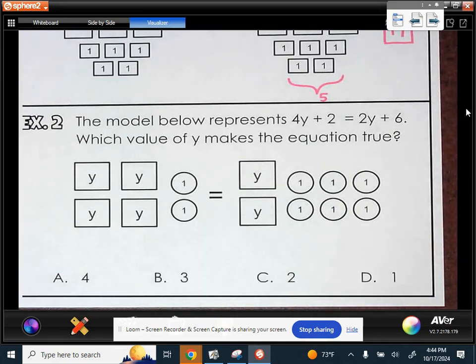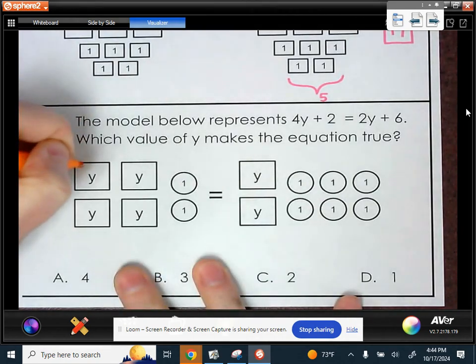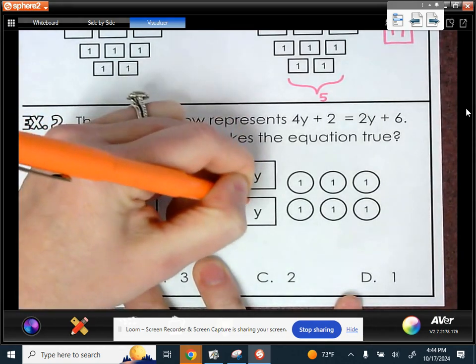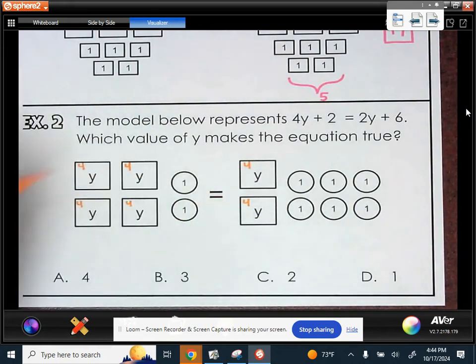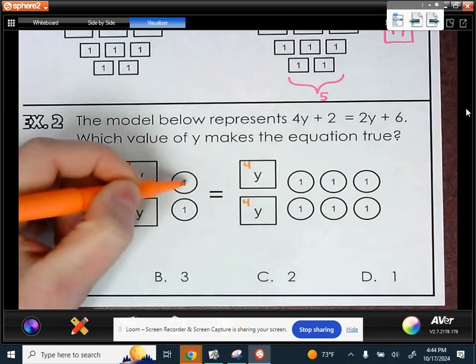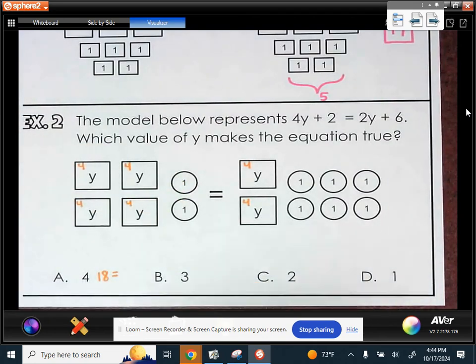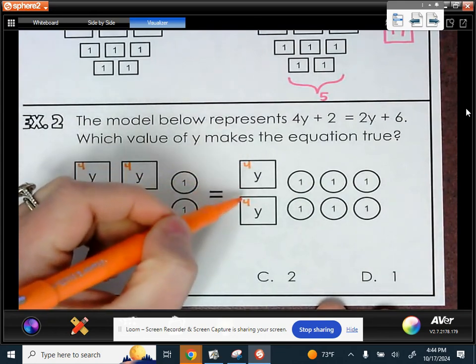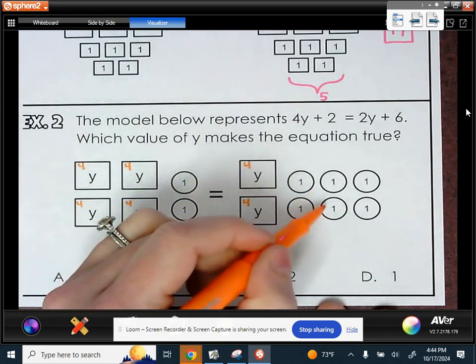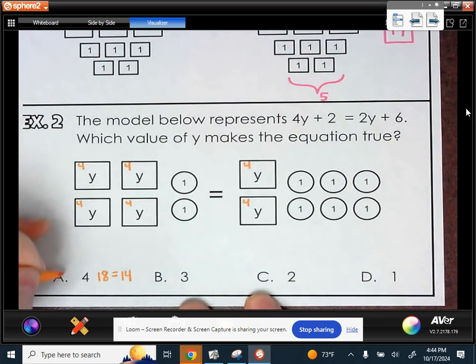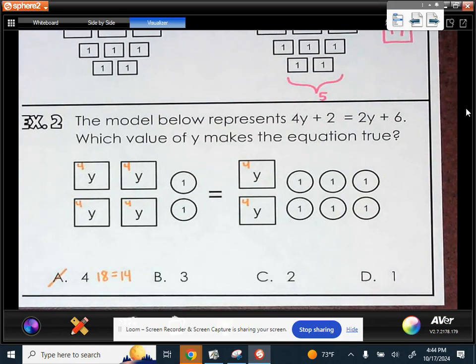So I'm first going to start with A, which is that y equals 4. So everywhere where I see a y, I'm going to draw a little 4. And then I need to figure out what each side equals. So that's 4, 8, 12, 16, 17, 18. So the left side is 18. And over here we have 4, 8, 9, 10, 11, 12, 13, 14. 18 does not equal 14. So I know A is not my answer.